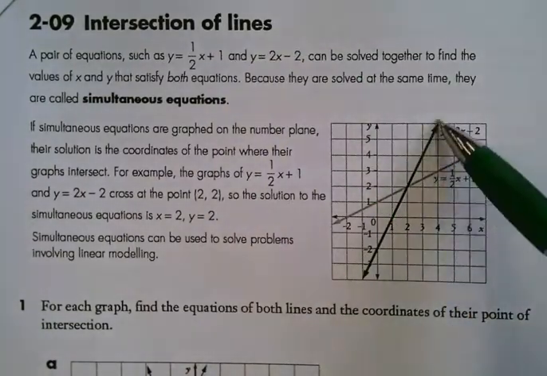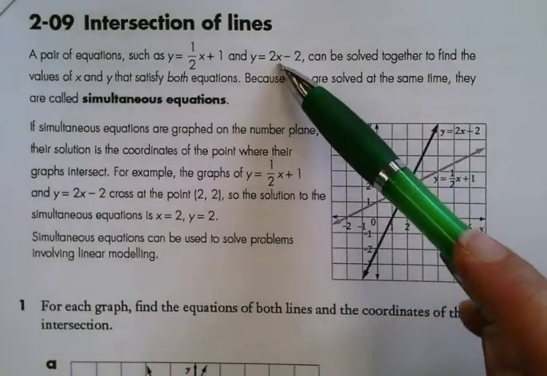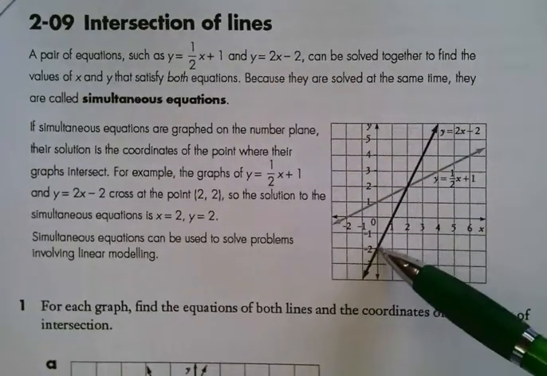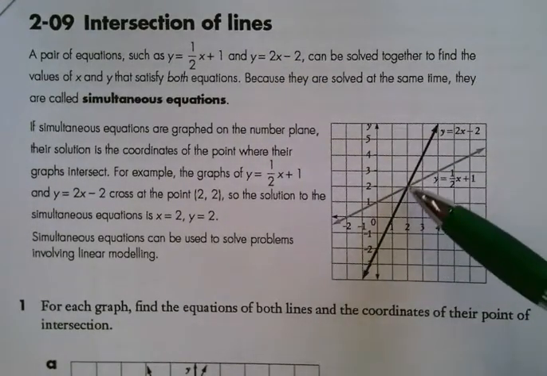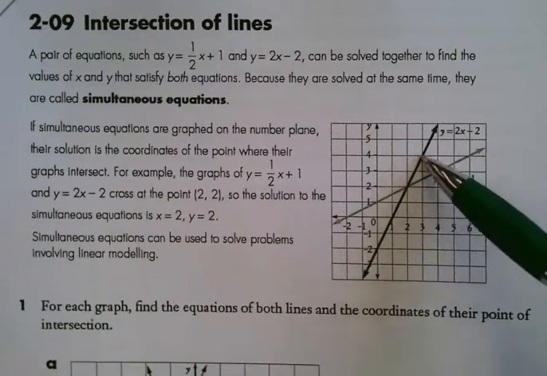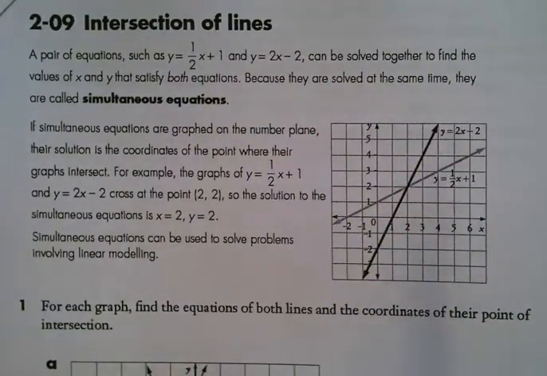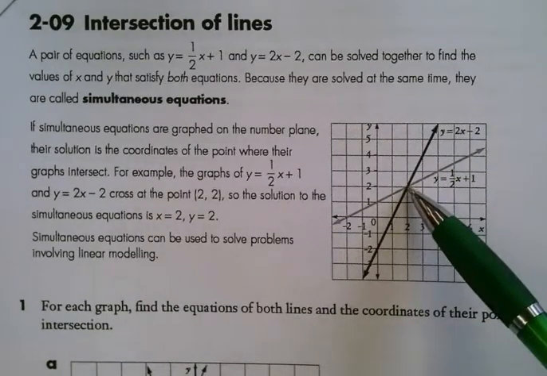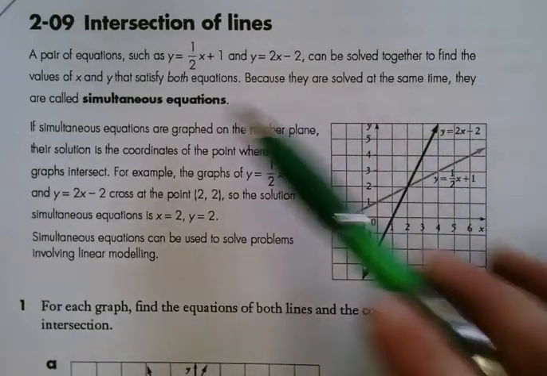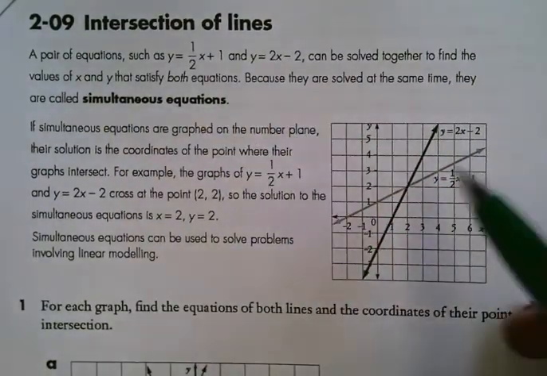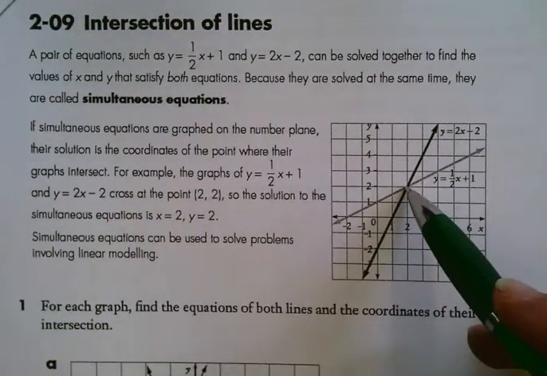And the line y equals 2x minus 2 is a steeper graph. It's got a y-intercept at negative 2. It would have a gradient of 2, so 2 over 1. If you sketch any two lines with a different gradient, they will cross each other at some point. They will have a point of intersection. So they can be solved together to find the values of x and y that solve both equations.